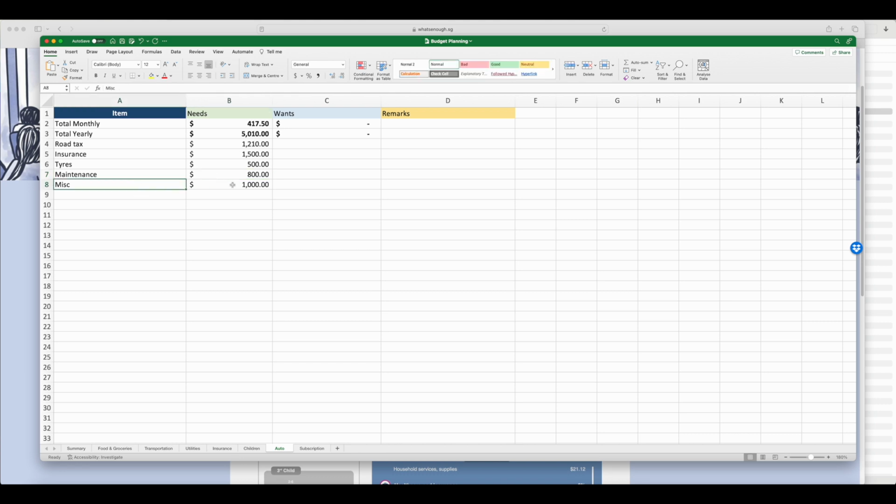Miscellaneous, 1,000, just in case of major repairs. I budget for this so that I don't have any surprises if I do have to spend this amount. So on a yearly basis, it's about 5,010, and monthly is about 417.50.